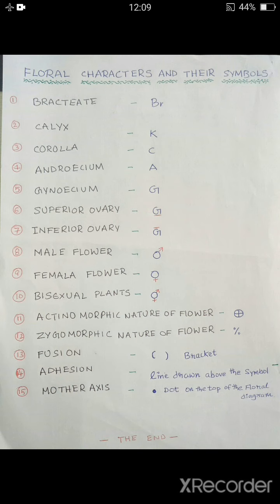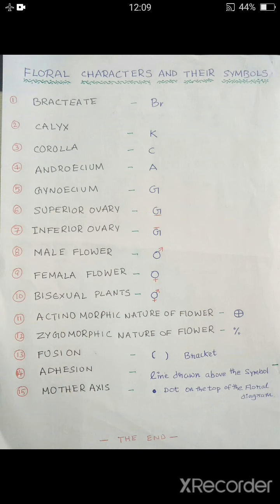Now coming to the eighth one, male flower. Male flower is indicated by O with an arrow mark on the top right side. Next, female flower, the ninth one: O with a plus symbol below it. This is for female flower. Next, the tenth one, bisexual flowers: O with an arrow symbol at the top and a plus symbol at the bottom.